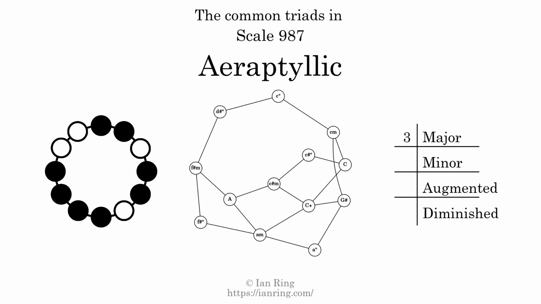There are 3 major triads. There are 4 minor triads. There is 1 augmented triad. There are 5 diminished triads. Here is a Hamiltonian path of parsimonious voice leading that uses all the triads.